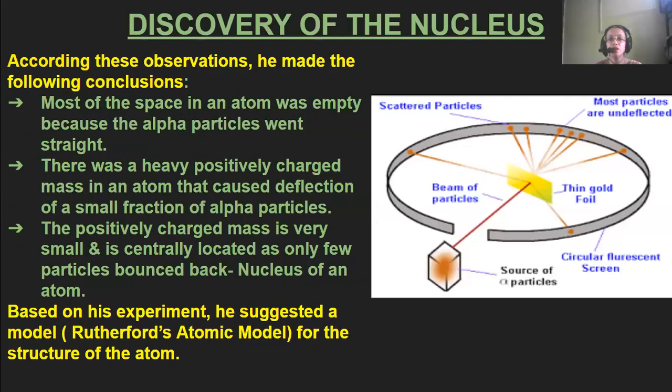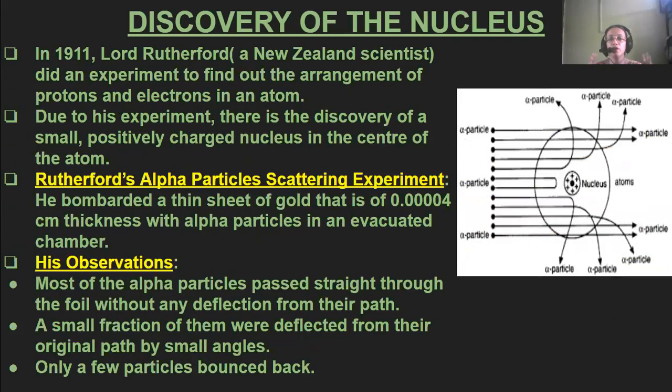Yes, this was the discovery of the nucleus. I told you in my last video that in 1911, Lord Rutherford, a New Zealand scientist, did an experiment on protons and electrons. He wanted to find out the arrangement of the protons and electrons in an atom. Due to his experiment, there was a discovery of a small positively charged nucleus in the center of the atom.